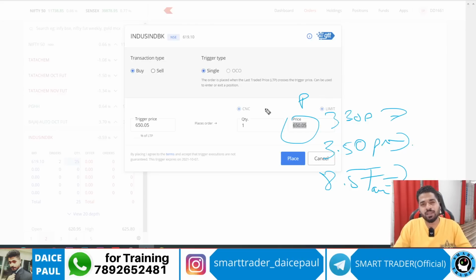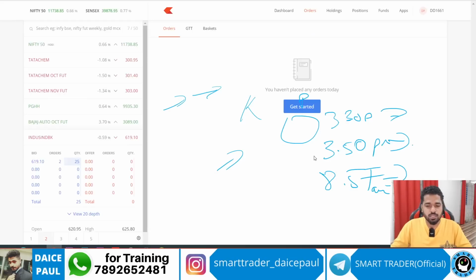So you don't need to keep opening Kite every day and, as per your strategy, keep waiting to buy in the live market. Even though you're a working professional, you can set a buy at this price. Also, you can put a sell in terms of this particular order. So you have the sell option also.